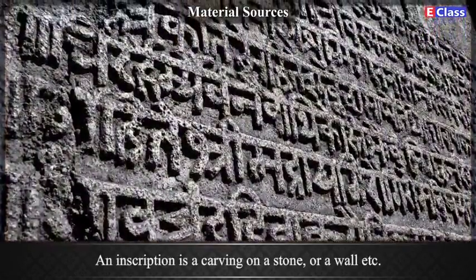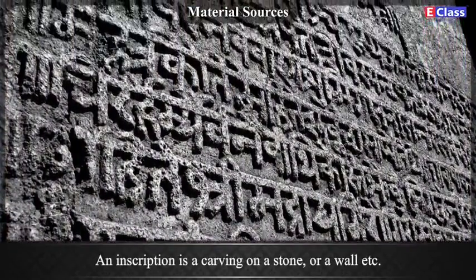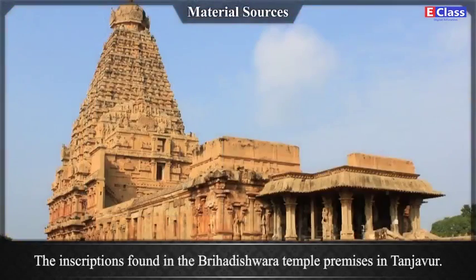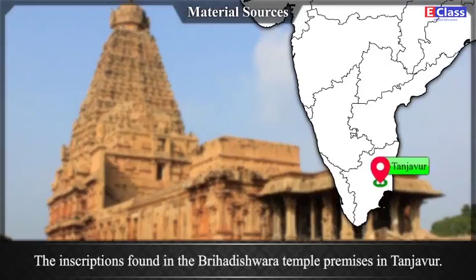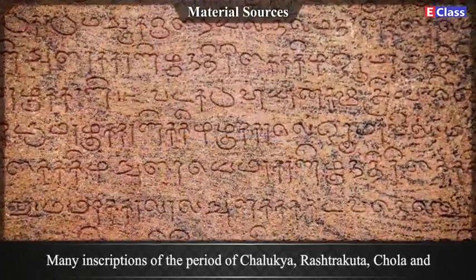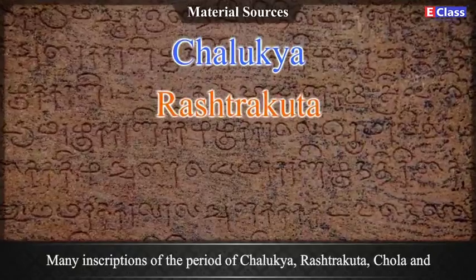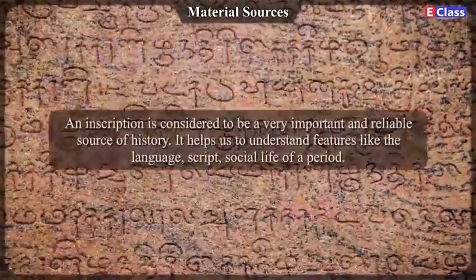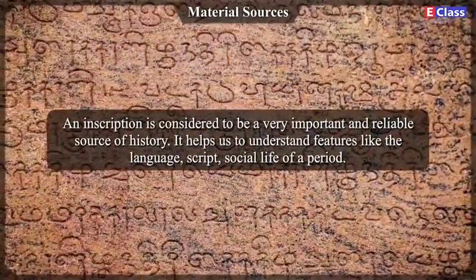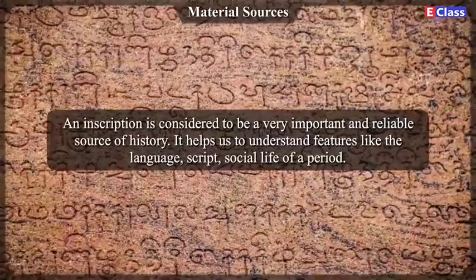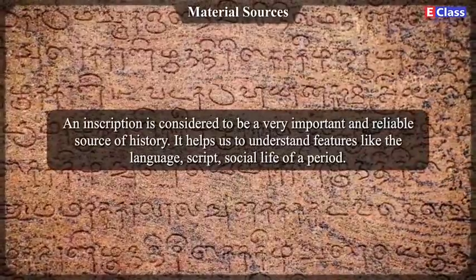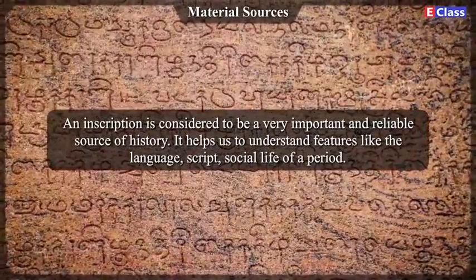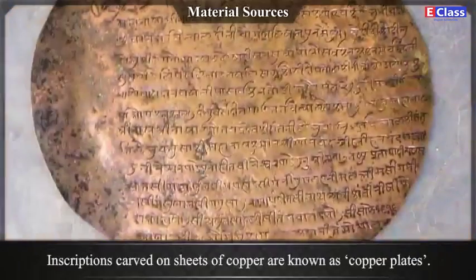An inscription is a carving on a stone or a wall, etc. For example, the inscriptions found in the Brihadishwara temple premises in Tanjavur. Many inscriptions of the period of Chalukya, Rashtrakut, Chola, and Yadav kings have been found. An inscription is considered to be a very important and reliable source of history. It helps us to understand features like the language, script, social life of a period.